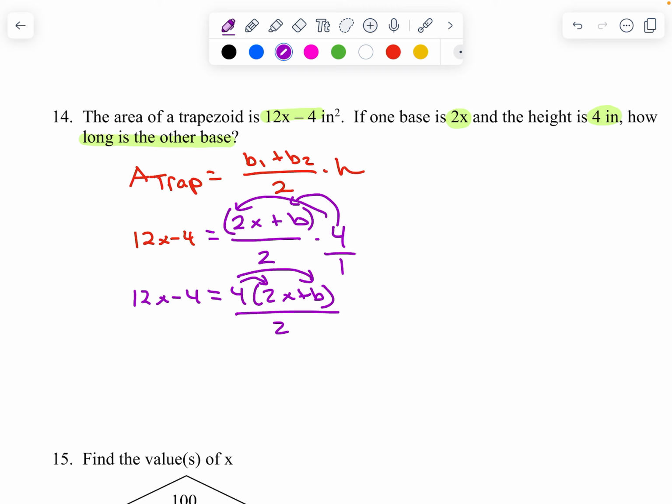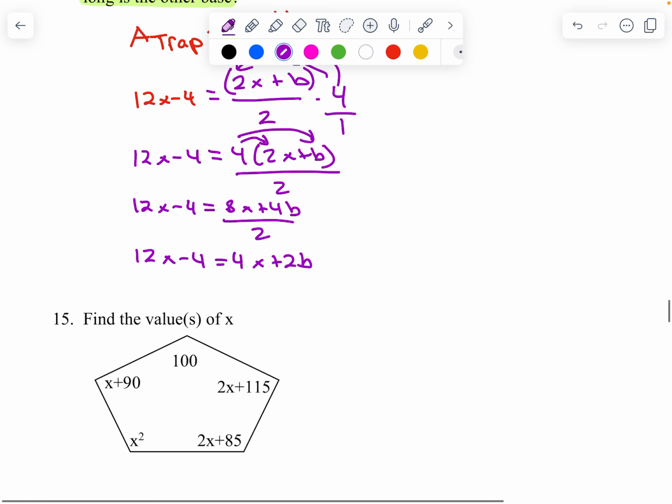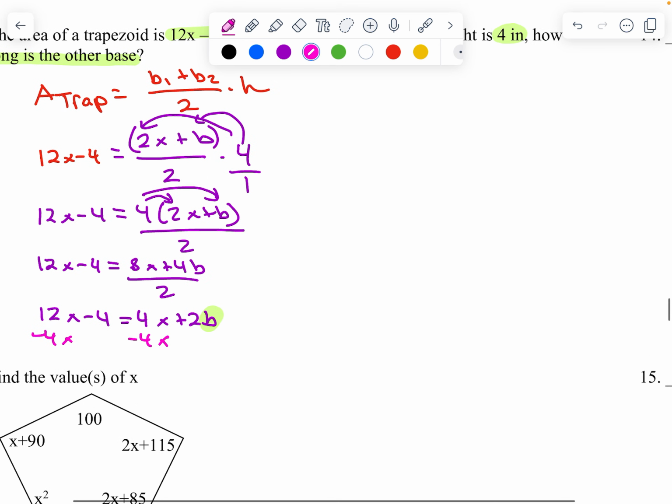And I get 12x still on the left side, I get 8x plus 4b divided by 2. And now I can just go ahead and divide by 2, right? 8 and 4 are even numbers, so dividing by 2 is pretty simple. It's just 4x plus 2b. And remember, we're looking for the base, so this is what I want by itself. So let's start getting rid of everything else. I'm going to subtract 4x from both sides. I'm going to go up here and finish this up.